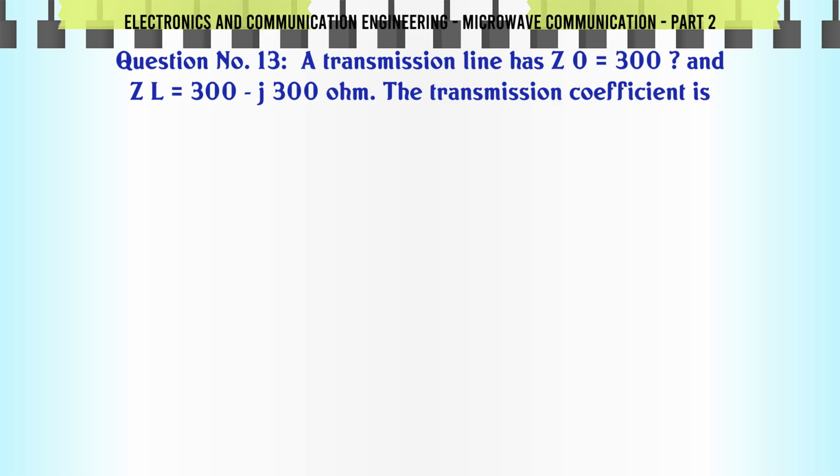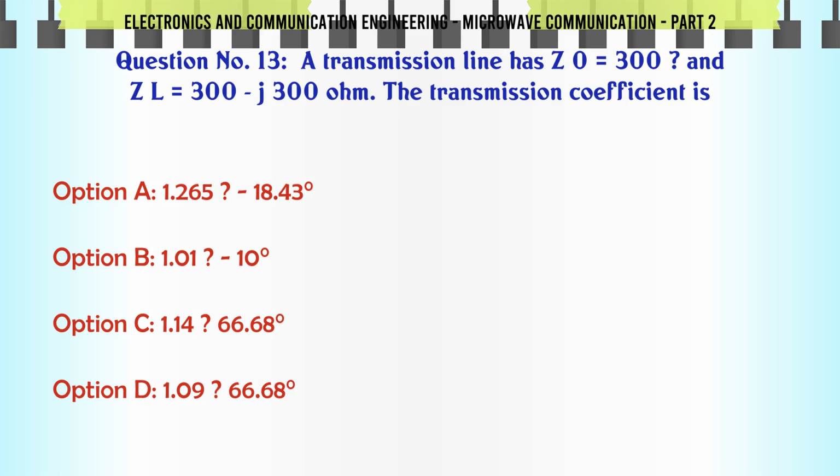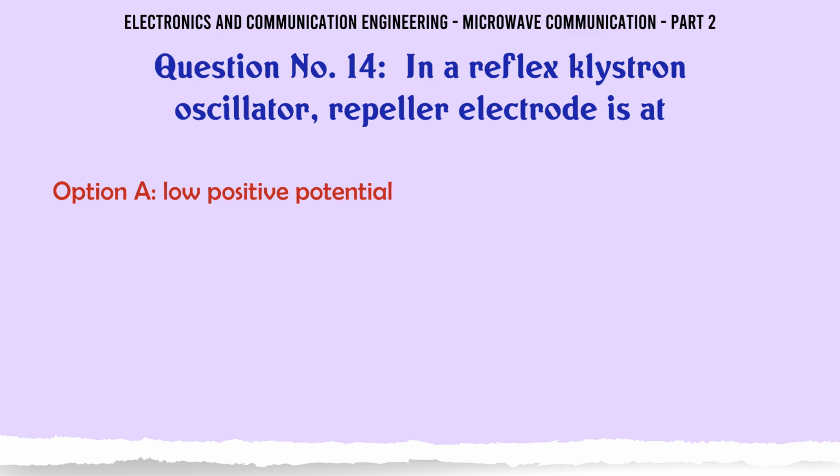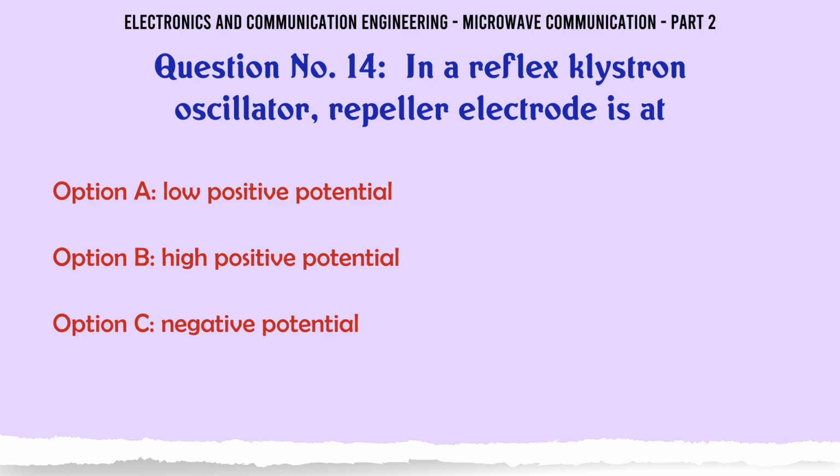A transmission line has Z0 300 and ZL 300 + j300 ohm. The transmission coefficient is A: 1.265 ∠18.43. B: 1.0 ∠110. C: 1.14 ∠66.68. D: 1.09 ∠66.68. The correct answer is 1.265 ∠18.43.